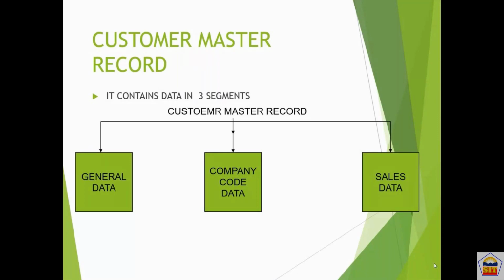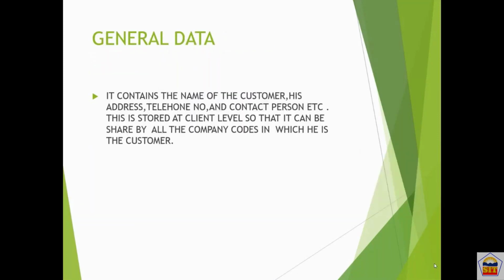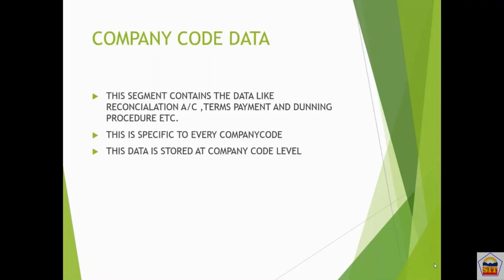Then in the general data, what kind of information do we maintain for the customer? We maintain generic information which is applicable to all the legal entities or all the company codes of your group. For example, the name of your customer, address and contact details. At which level do we maintain this information? At a client level. When I say any information is maintained at a client level, it means it is applicable to all the company codes of your group. Company code data is company code specific, maintained for a company code like India, UK, US, China or Australia.